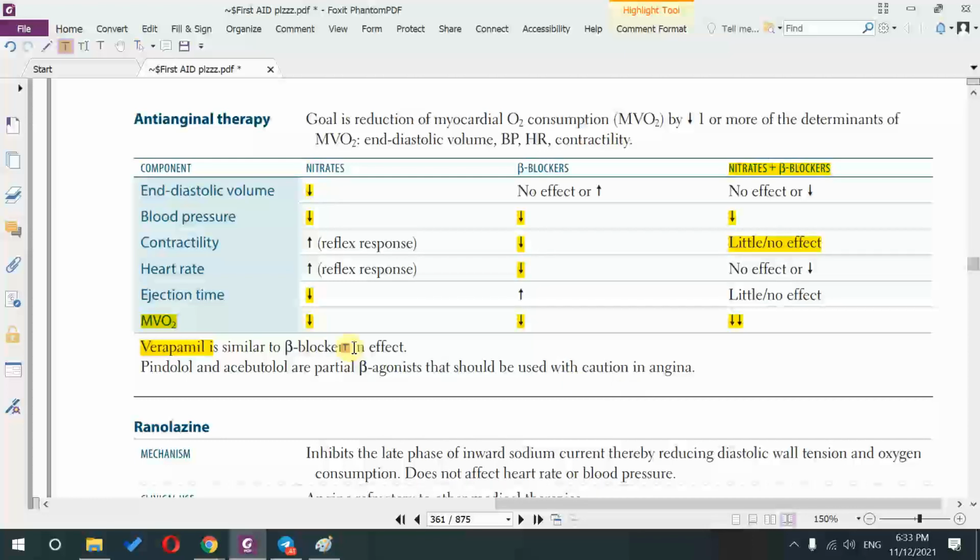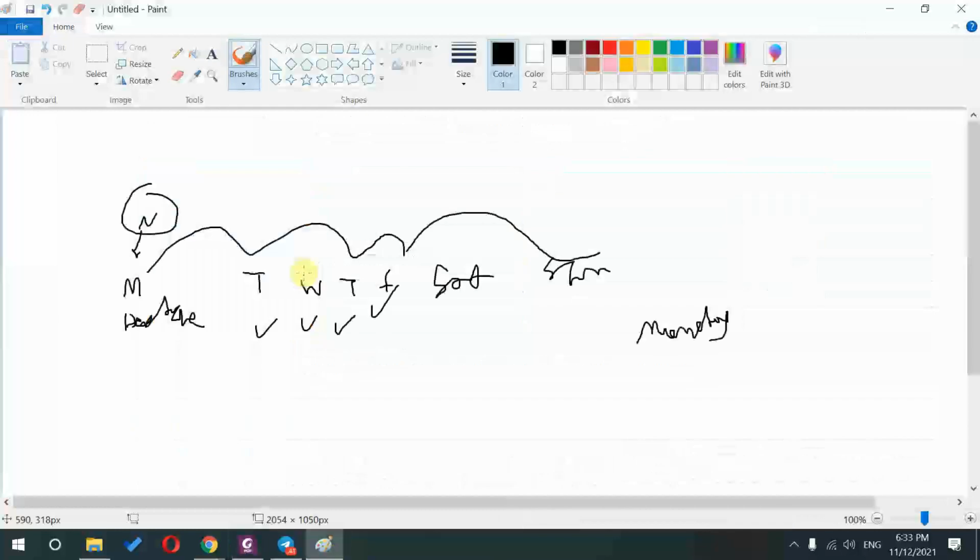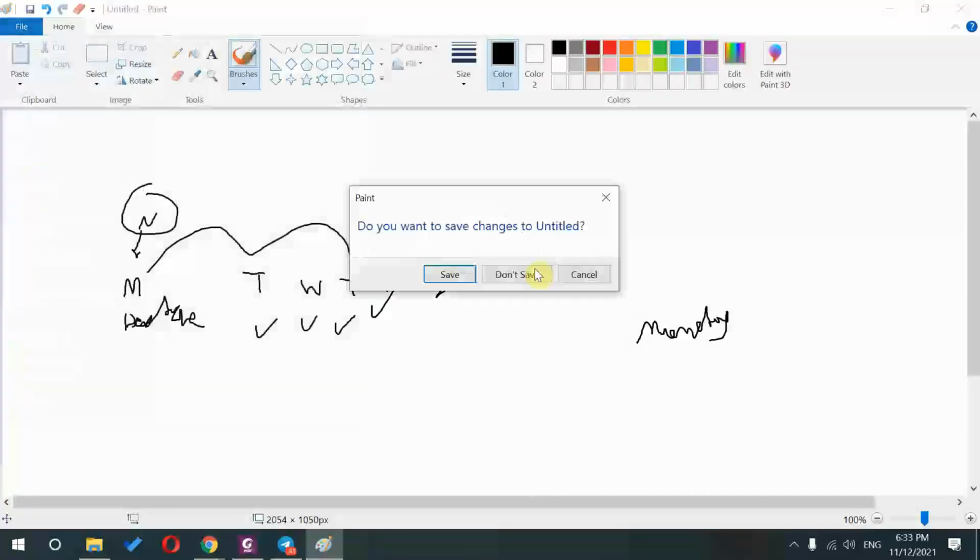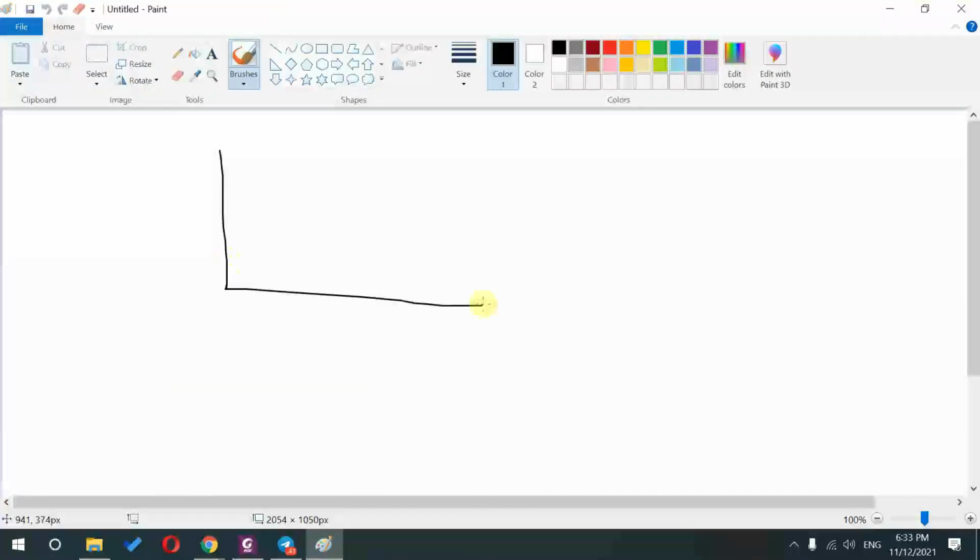What is a partial agonist? Well, a partial agonist is a drug that when you use it with a full agonist, it acts as an antagonist. You're like, what the? Just let me tell you again. So if I draw this for you in blue and tell you that this is a full agonist, okay?